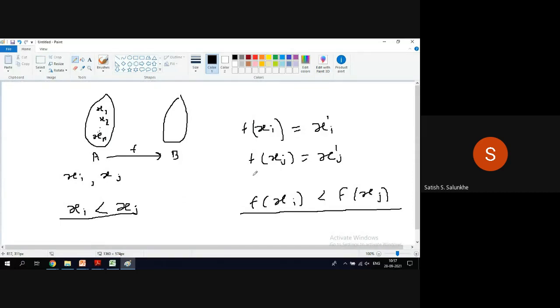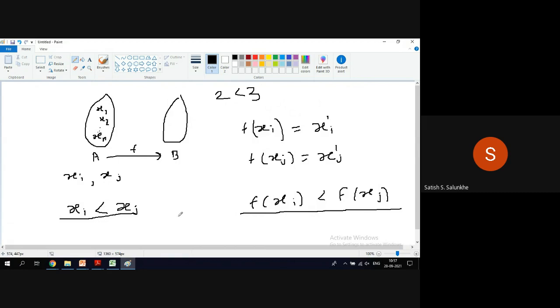The function is an increasing function. What does increasing function mean? You take 2 less than 3. f of 2 is some number there and f of 3 is some number there. If 2 is less than 3 here, f of 2 is also less than f of 3 in the codomain, then we say it is an increasing function.